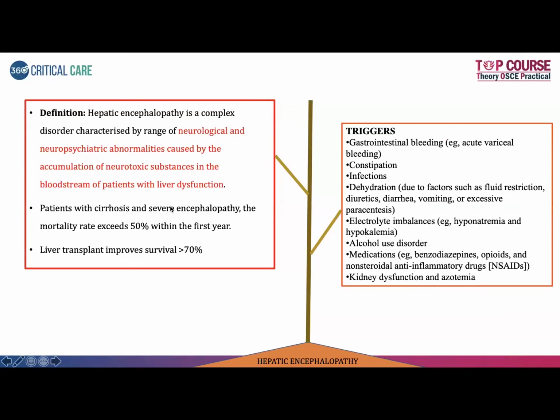So other complications. So spontaneous bacterial peritonitis. How can you define spontaneous bacterial peritonitis? It's bacterial infection of the ascitic fluid without any intra-abdominal surgically treatable source of infection.